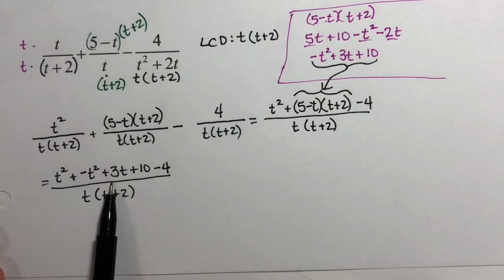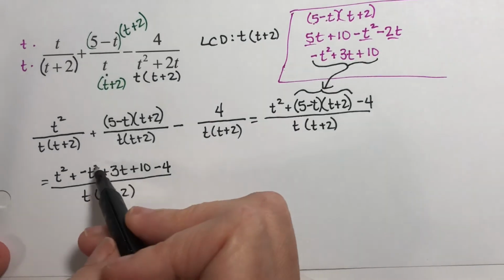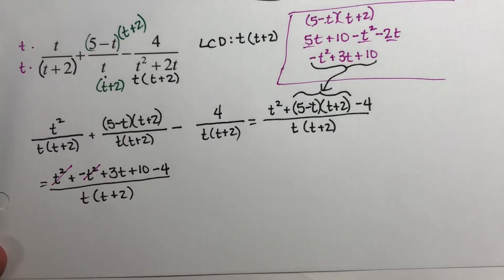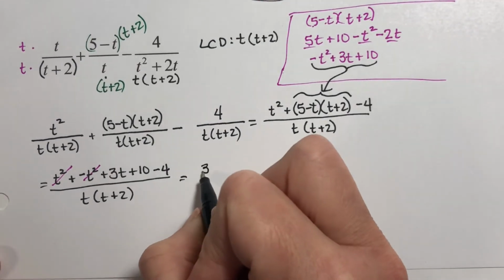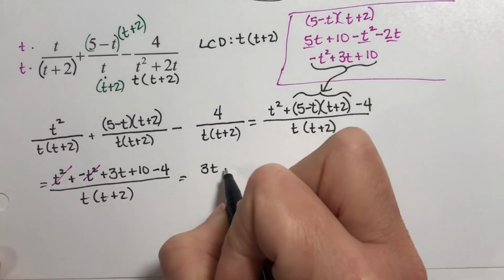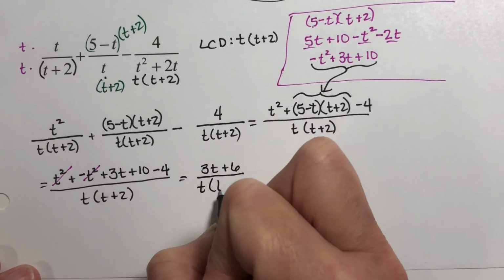All right, now let's simplify this top. I have t squared plus a negative t squared. That cancels out. I no longer have a t squared. What I have in the top is 3t. 10 minus 4 is 6, so plus 6, over t times t plus 2.